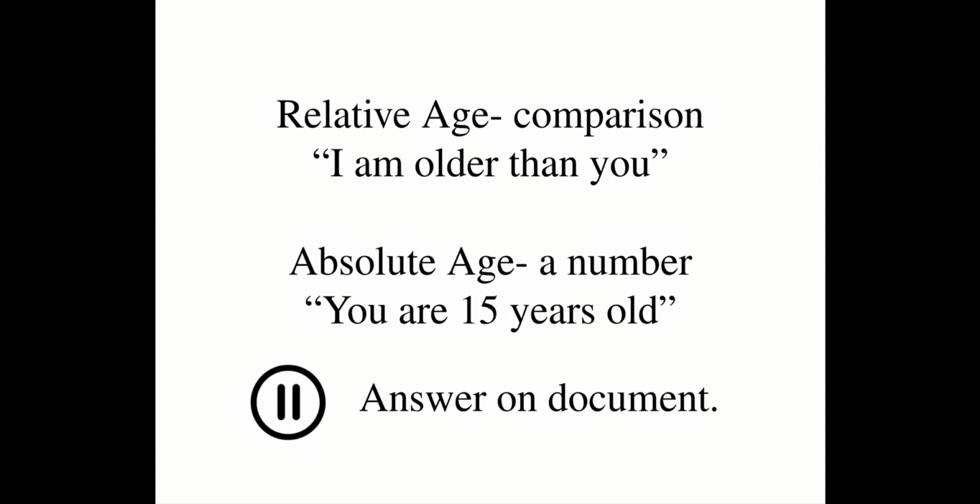So first of all, relative age is a comparison, and absolute age is a number. So saying I am older than you is a relative age, and saying that you are 15 years old is a number, so that's an absolute age. We'll be studying absolute ages next week, and so this week it's all about relative ages. There's something for you to answer on the document, so pause the video and go ahead and answer that.